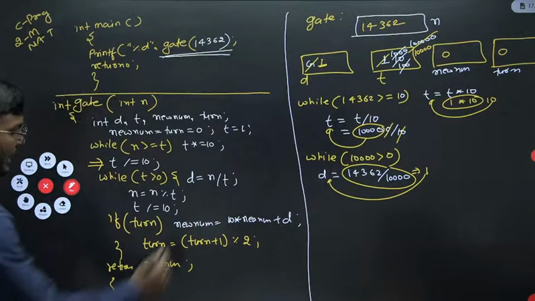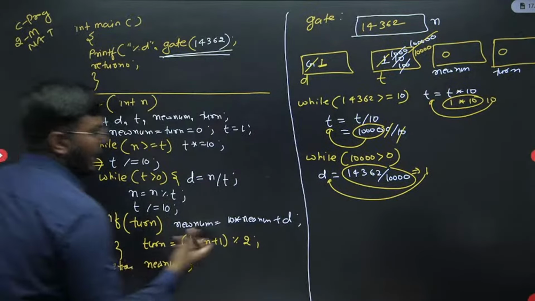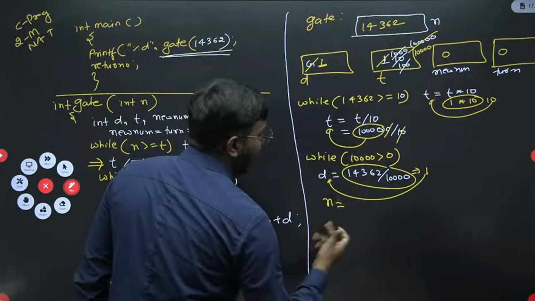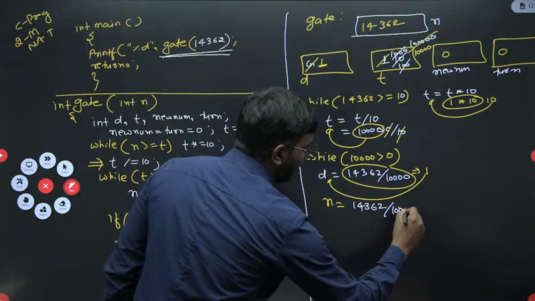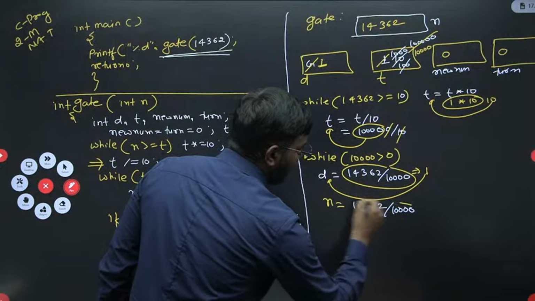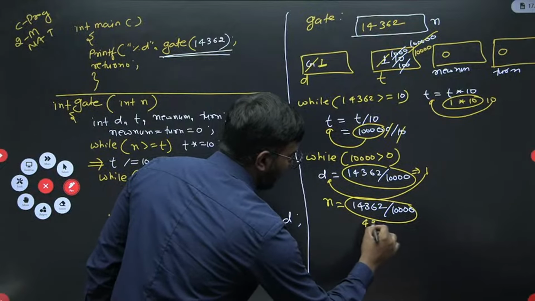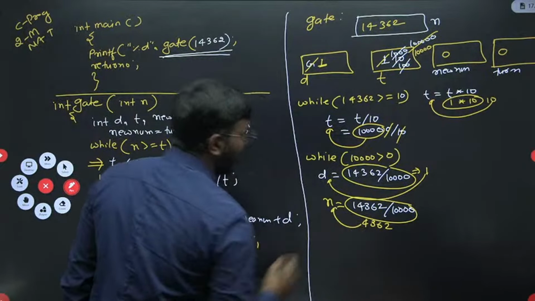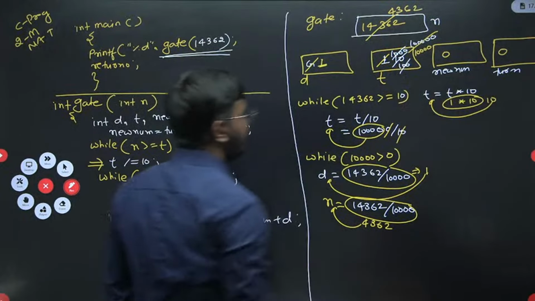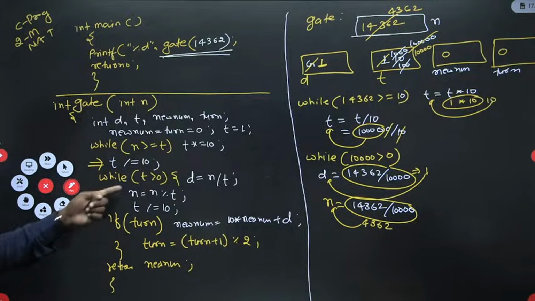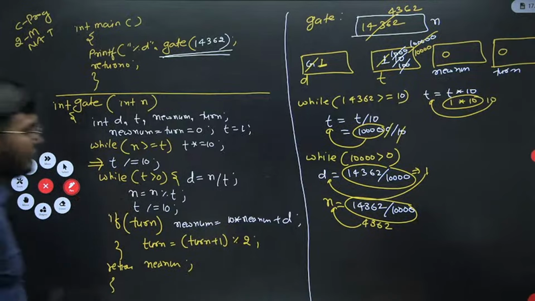Getting my point? Now the second is our remainder. Now the n value will be updated by the remainder. The remainder is nothing but 4362 divided by 10,000, and our remainder will be 4,362. This is updated to n here. Now n will be updated to 4,362. Getting my point? Understood now? So this statement is done. Now update the t value. So what is t?